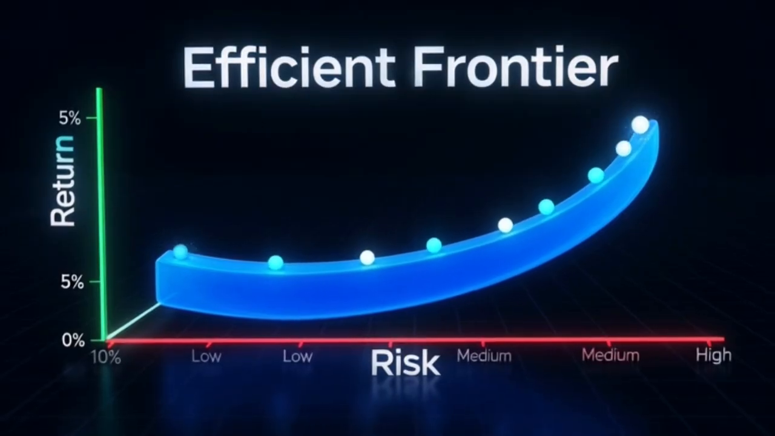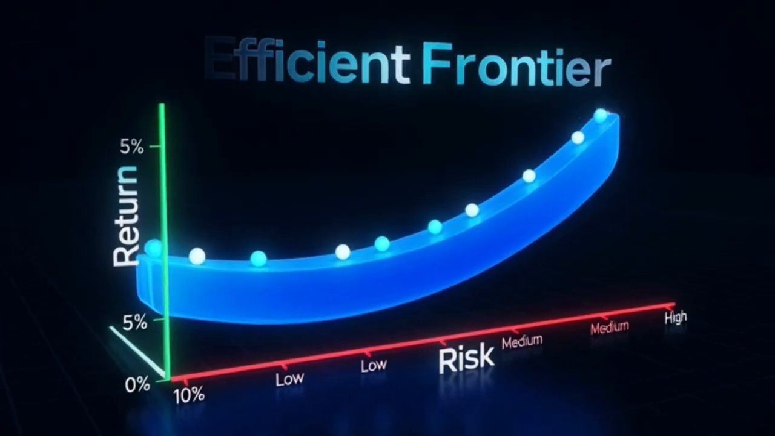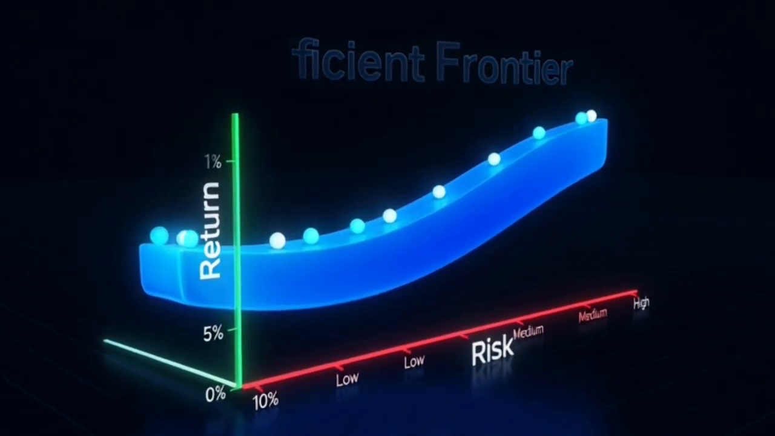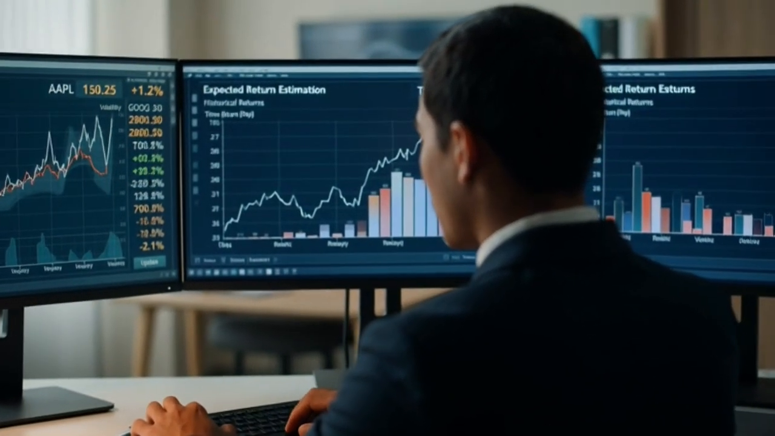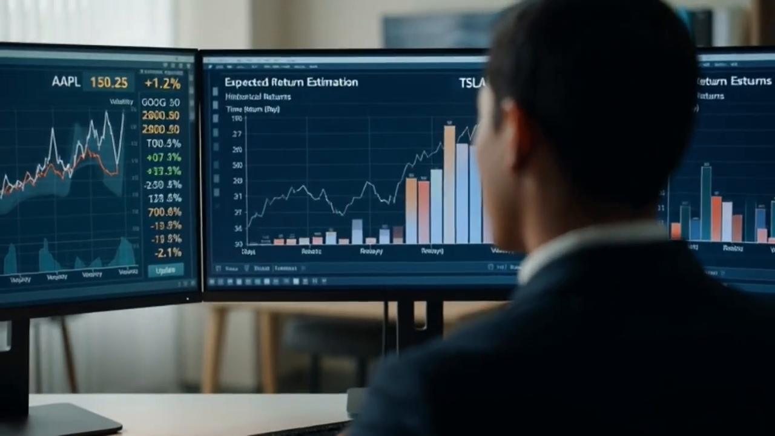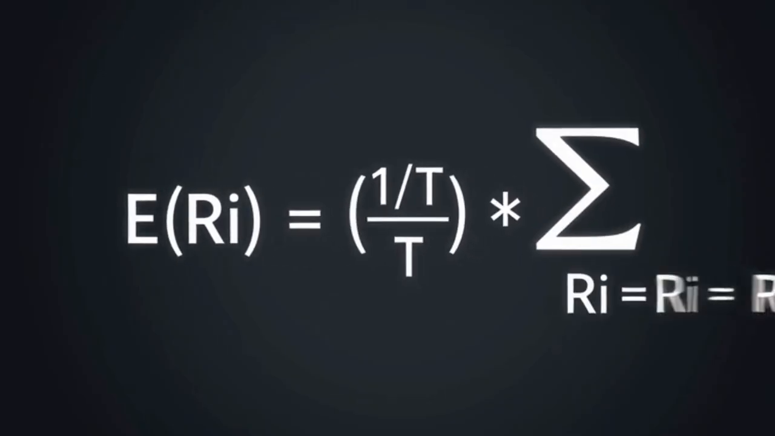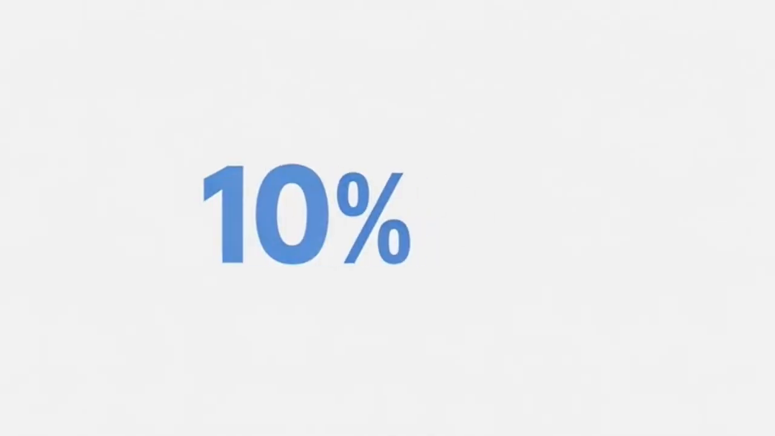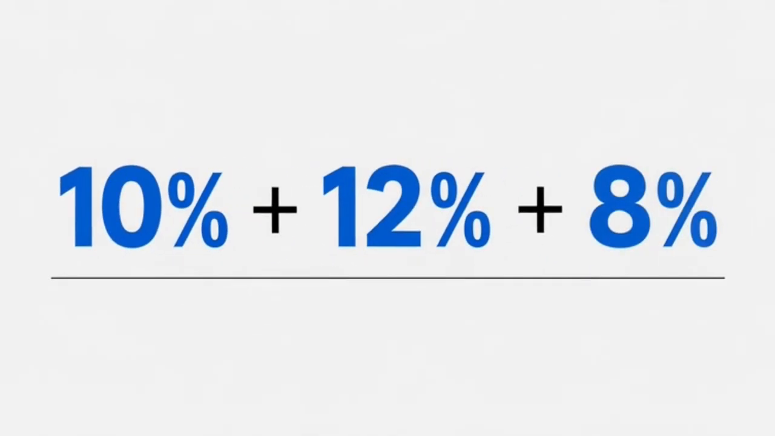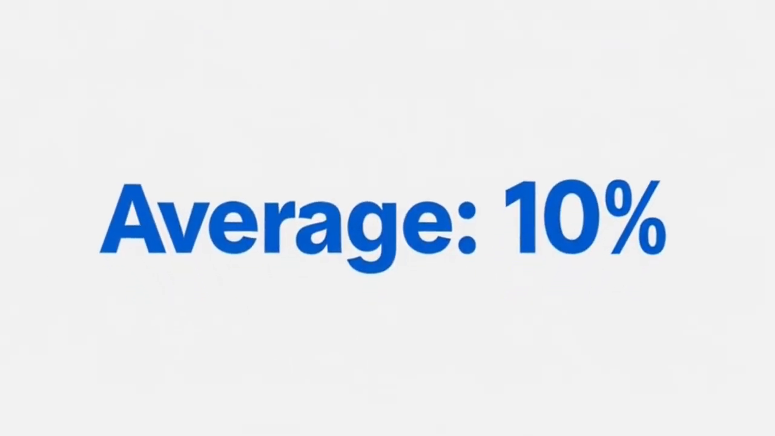The efficient frontier shows the best possible portfolios that maximize return for a given level of risk, turning investing into a data-driven process. The first step in building a portfolio is estimating expected return, which represents the average return an investor anticipates over time. The simplest method is the historical average, where expected return equals the sum of past returns divided by the number of observations. For example, if returns are 10%, 12%, and 8%, the expected return becomes 10% as the average.